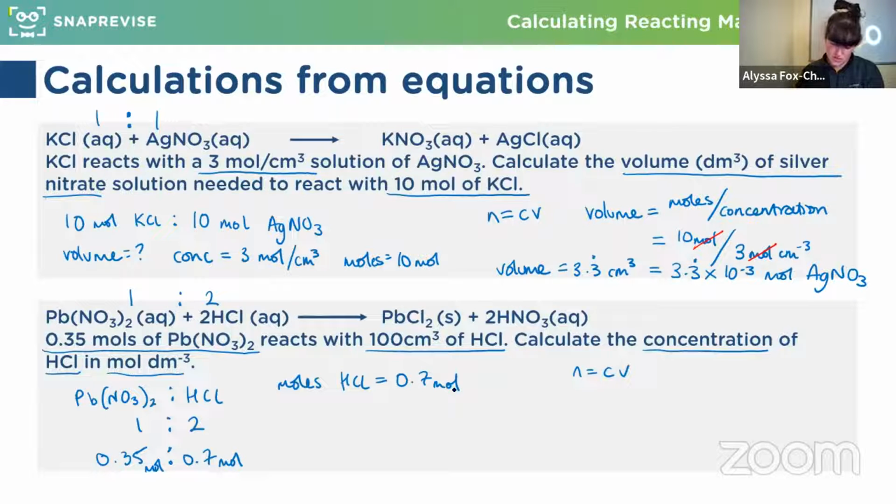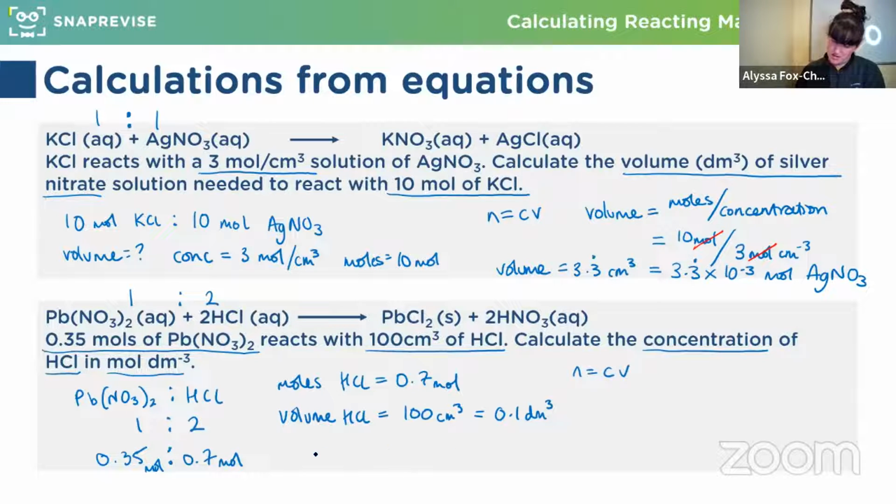Let's just double check our units. So I've got 100 centimeters cubed of HCl. If I work out my volume of HCl, I'm going to do the conversion before I plug it into the equation, but you're more than welcome to do it during the equation. It's a bit easier, or quicker anyway, on your calculator. So my volume of HCl is 100 centimeters cubed, which in decimeters cubed, divided by 1,000, is 0.1 decimeters cubed.